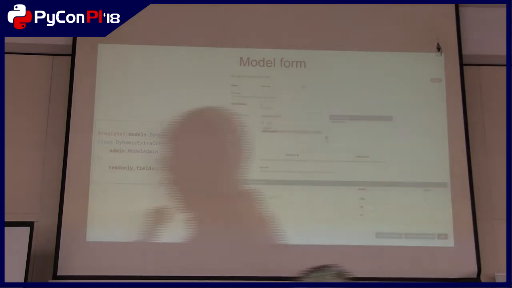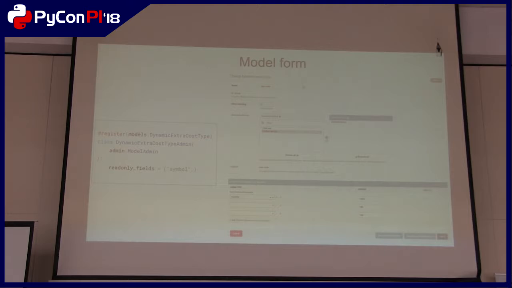Okay, so when we click on some particular object, we'll see the form where we could create or update or delete some particular object. And again, 3-4 lines, and we have a ready to go form in Django admin.